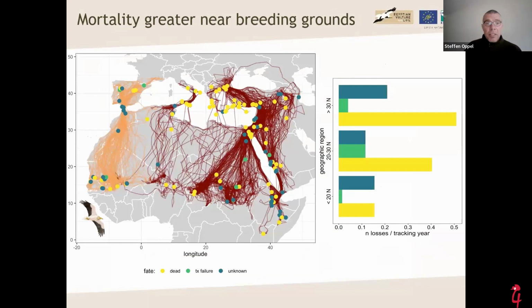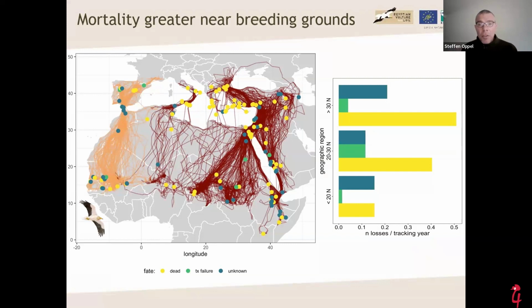So these are the results. On the map here on the left, you see the tracks of all the birds, and the yellow dots are those birds where we know they died. So these birds were found or otherwise certified to be dead. The green dots are birds where the transmitter failed. So these birds were later seen alive, but did not transmit any data anymore. And the blue dots are those where we don't know what happened. We just lost the signal to the bird. It may be alive, it may have died. We didn't see it again, so we don't know what happened.